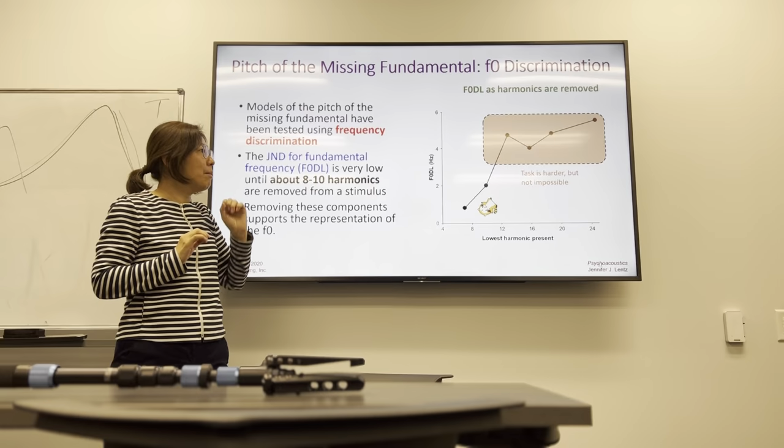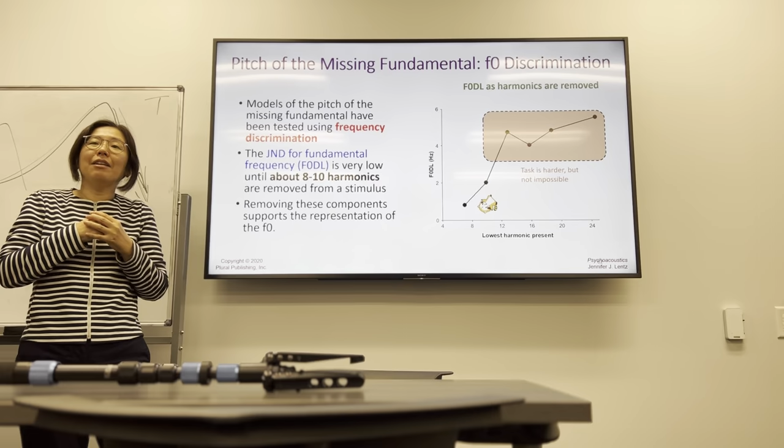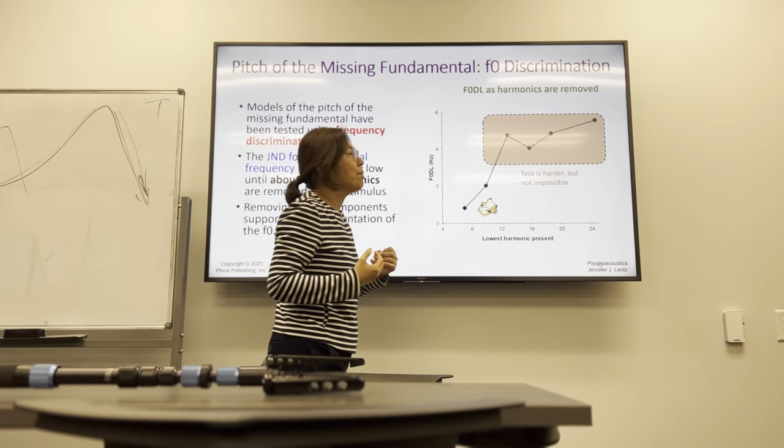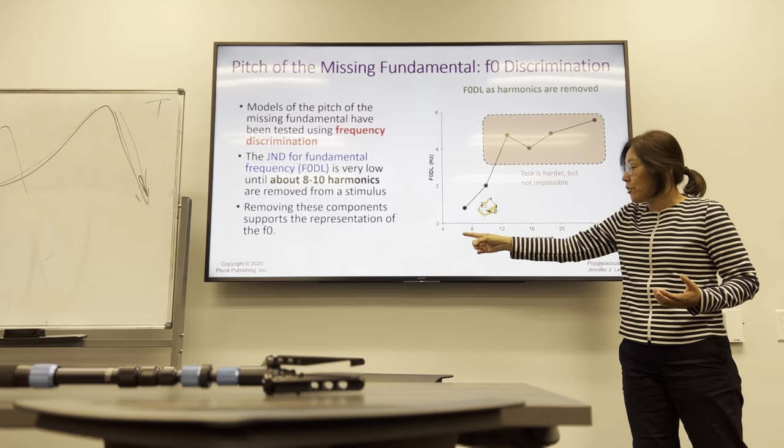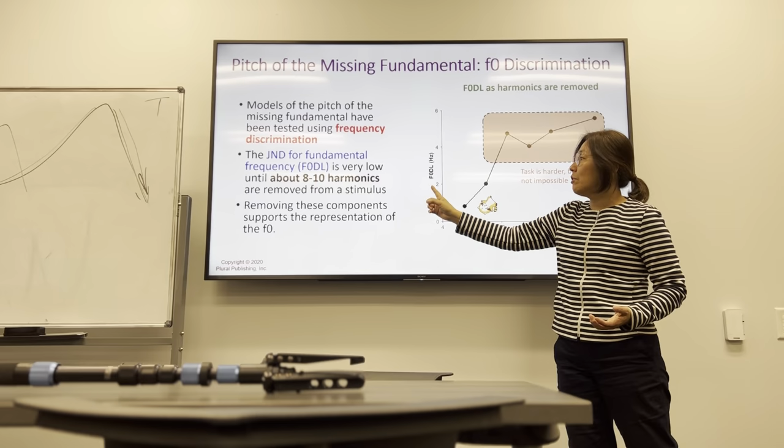So now we have a lot of different JNDs: the JND for the fundamental frequency, the loudness, the intensity. This is the same way of looking at it, just with a different y-axis and x-axis. This is again the harmonic component, and then the JND for the fundamental frequency.